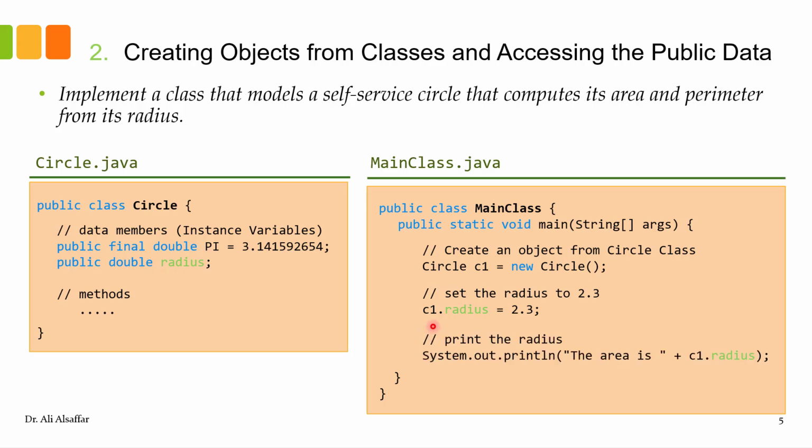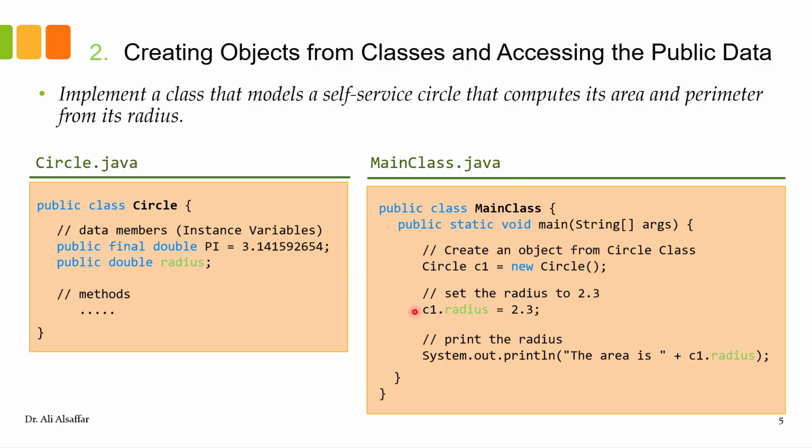Now if I want to read the data inside, you do the same. Now here I want to print. So I'm not going to change the radius, I'm going just to read it for printing. So again, you use the variable for the object, which is C1, and then you use dot and you write the variable name, the instance variable inside. So since the data inside circle, the instance variables, you define them as public, then from outside the class, which is another class, you are able to access them freely by using dot.